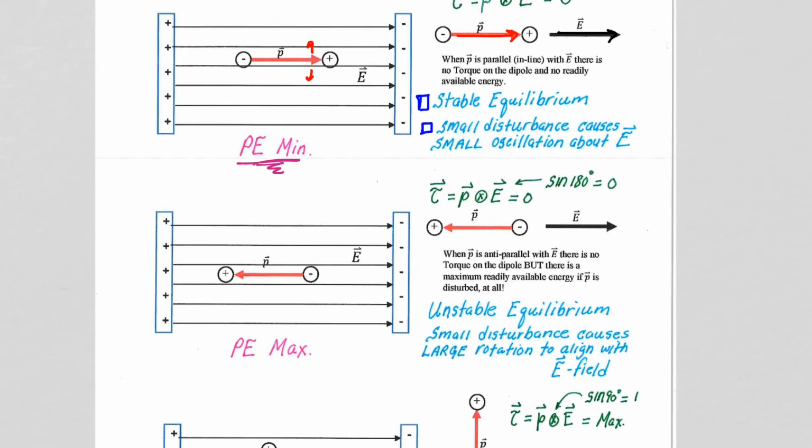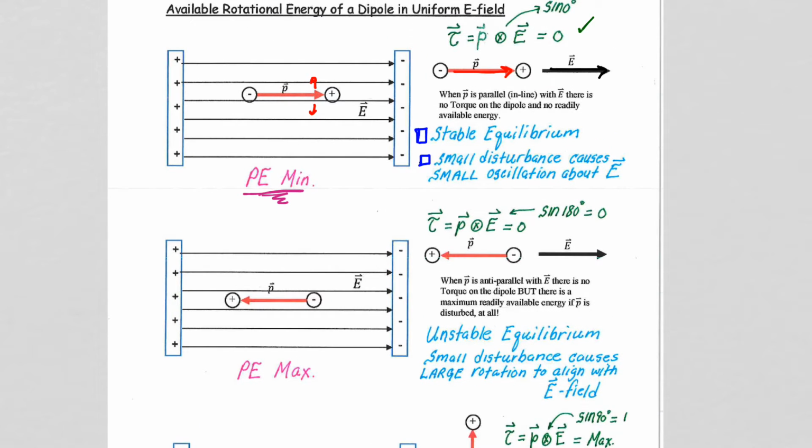Well, what would be the maximum ability for the torque to act and continue to accelerate the particle, to give it kinetic energy? That orientation is shown here. If the P vector and the E vector are anti-parallel, or 180 degrees apart, at this specific point, yes, indeed, we get no torque. However, there's a lot of available energy. We are in unstable equilibrium.